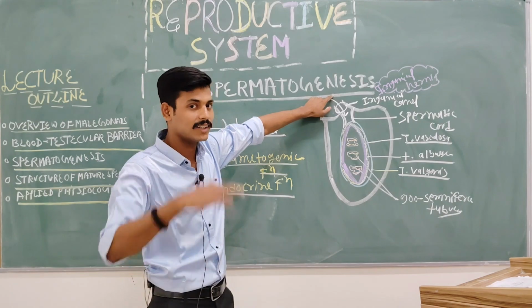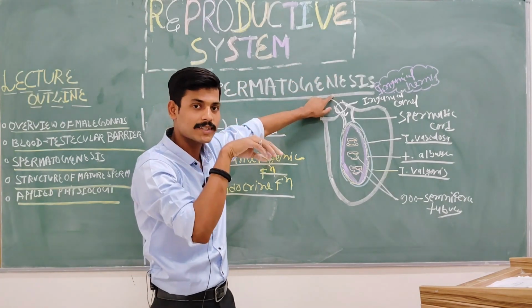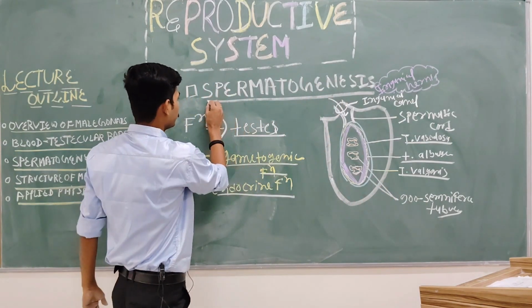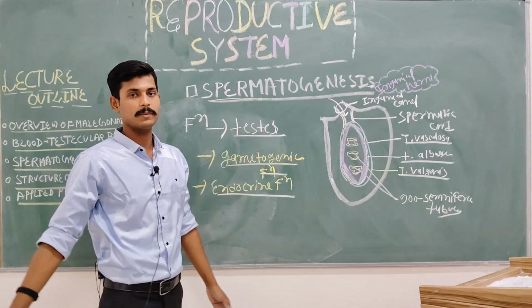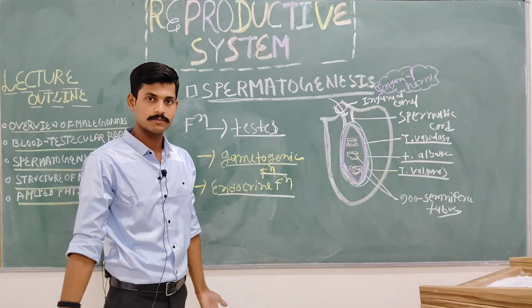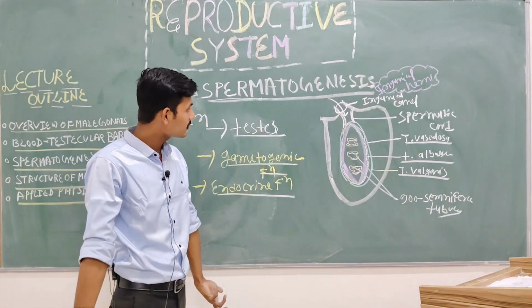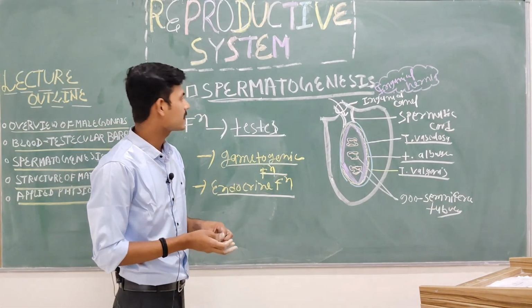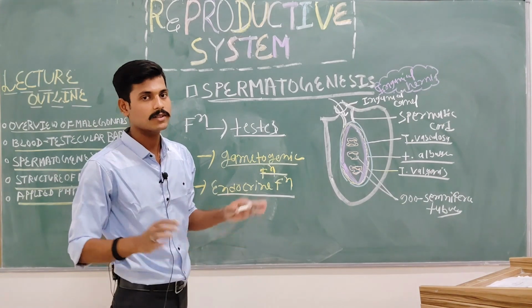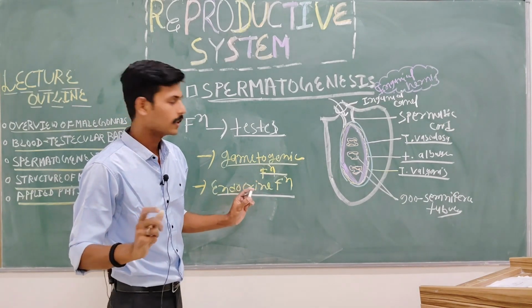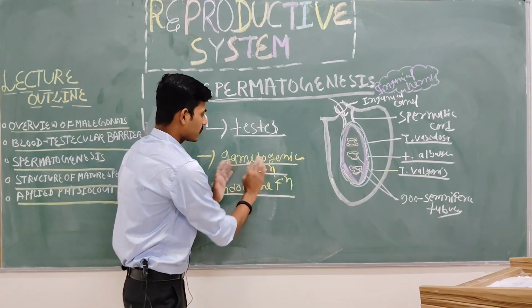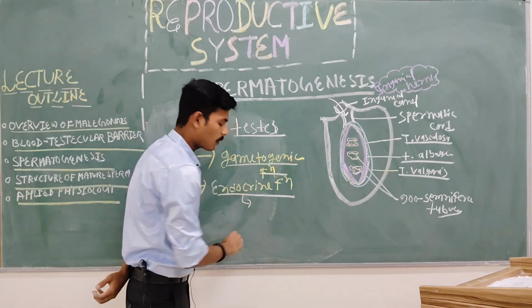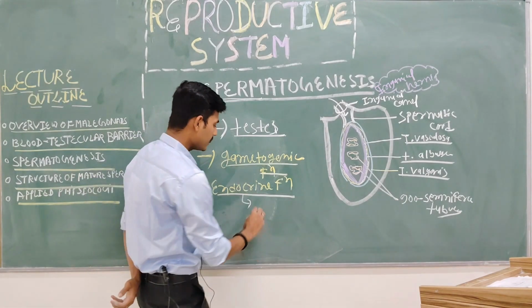As I said in the previous lecture about oogenesis, the word genesis denotes production, and the first word is sperm. So it is the production of sperm, and this process is called spermatogenesis. Spermatogenesis is a process by which sperm is produced. That is the first function, the gametogenic function. The second function is the secretion of hormones, especially the male sex hormone.